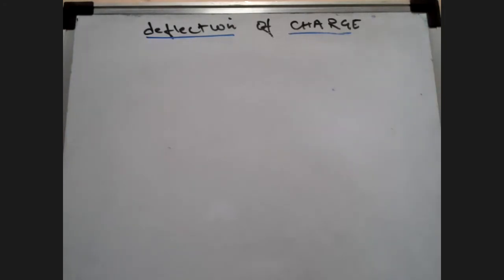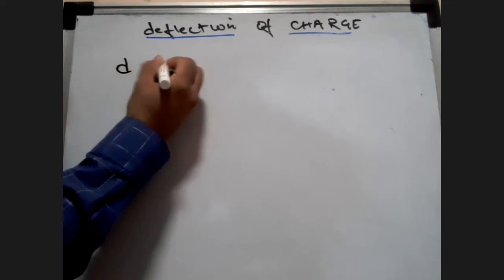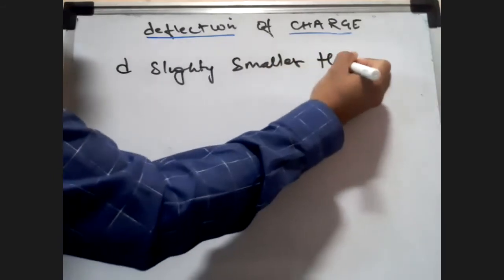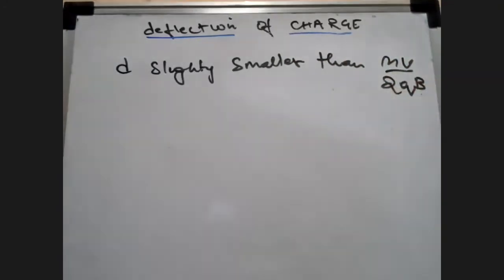Okay, students, now listen. The next question is a similar thing, but let me read out the question. Find the angle of deviation of the particle as it comes out of the magnetic field if the width d of the region is slightly smaller than mv upon 2qb. So here, it's written that the width is slightly smaller than mv upon 2 times qb.